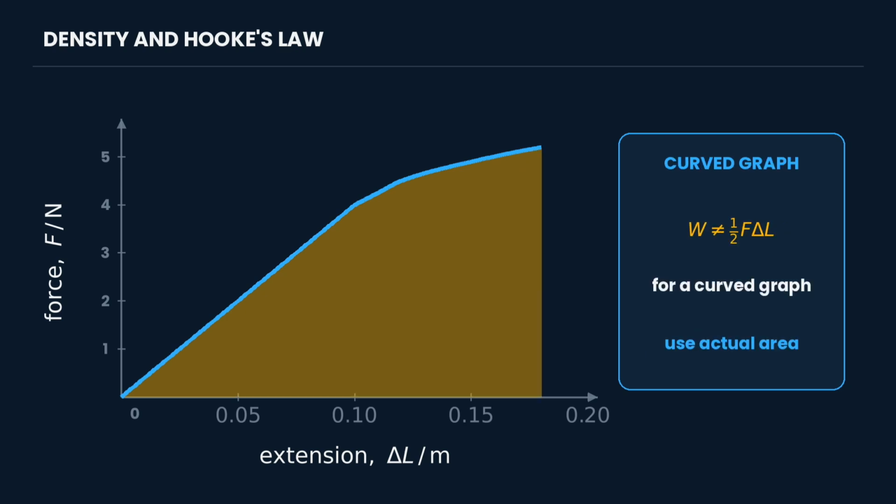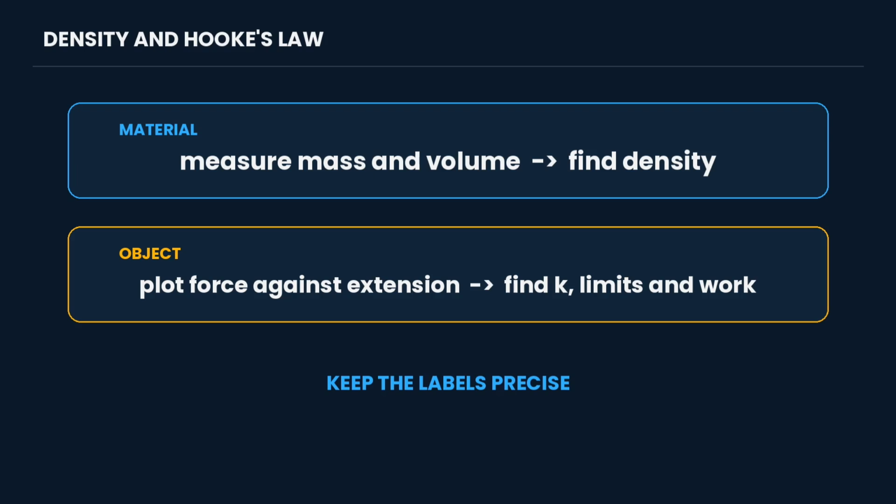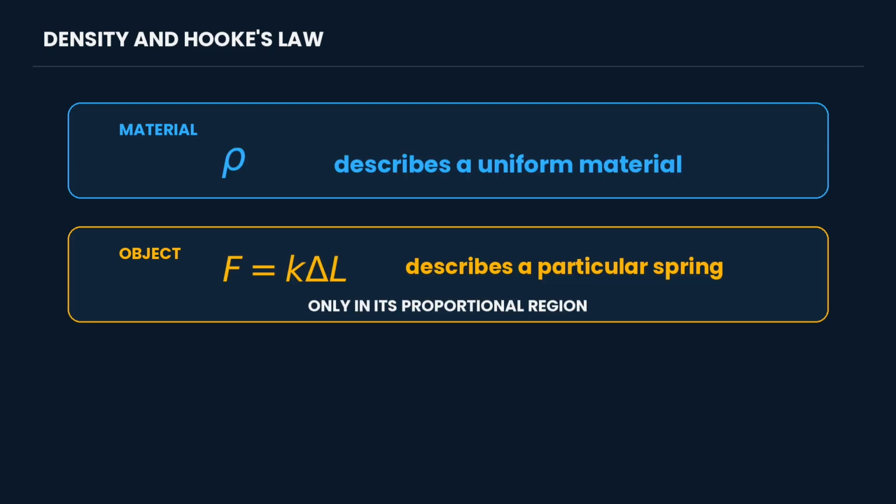Once the curve bends, 1/2 F delta L no longer gives total work. Use the area under the actual curve. Keep the labels precise. Rho describes a uniform material. F equals K delta L describes a particular spring only in its proportional region.